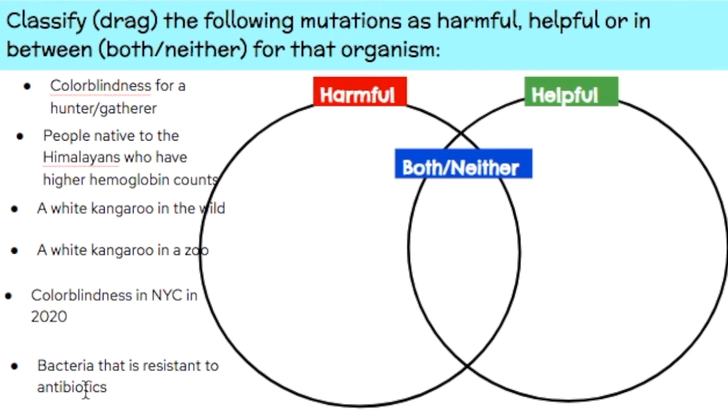And lastly, this one's a bit of a challenge. Bacteria that is resistant to antibiotics. So when you take antibiotics for a bacterial infection, some bacteria will not get treated by that because they're resistant. So that means they have some sort of gene or mutation that allows them to not die when they face those antibiotics. Think about that from your perspective, but also think about it from the bacteria's perspective. So is that harmful, helpful, both, or neither? Go ahead and make your decisions.